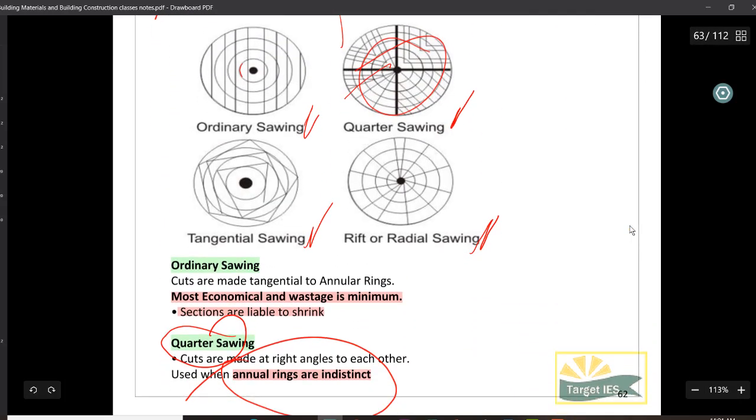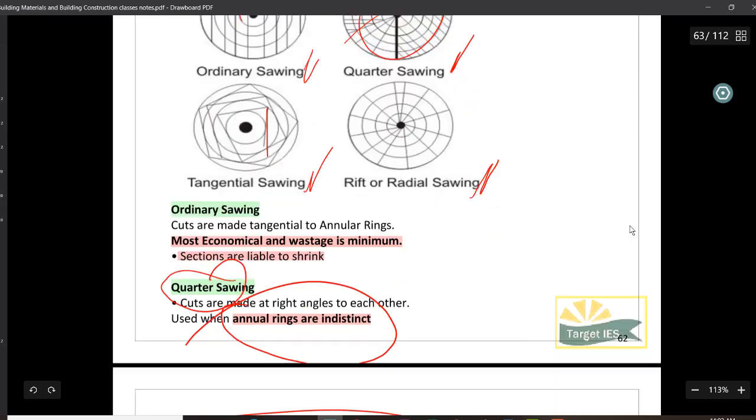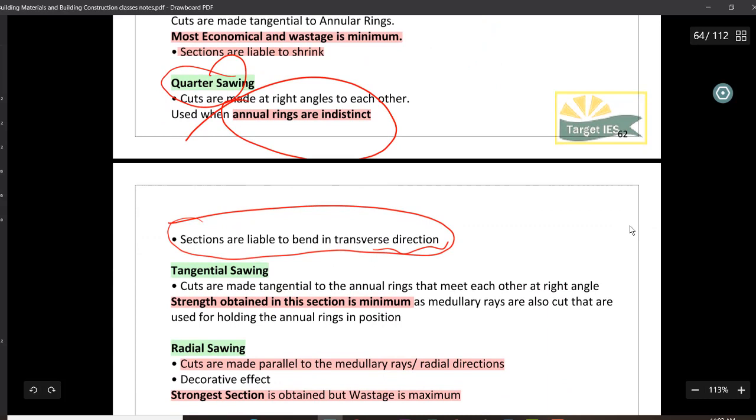Next is tangential sawing. In tangential sawing, we cut along the tangent of the annular ring. If you take this annular ring, I am cutting like this, like this. I hope you are getting it, right? So in tangential sawing, we are cutting along the tangent of the annular ring, but the strength obtained here will be minimum. Remember, minimum strength is obtained in which?